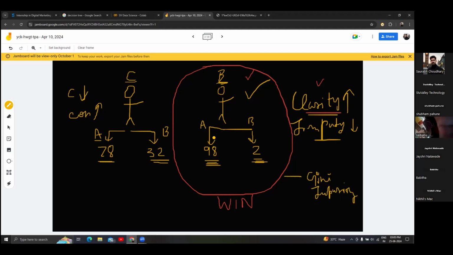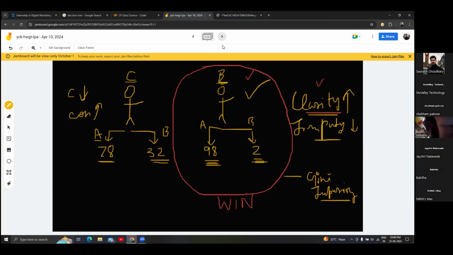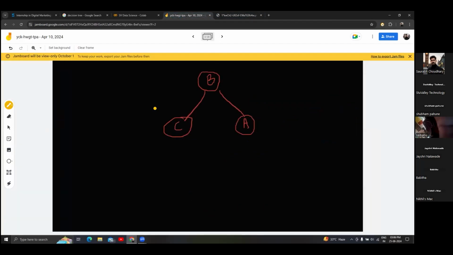When the confusion is very low, the impurity is low. Impurity means confusion, so it is used to find a confusion parameter. Whichever has less confusion, that node will be the root node on top, like this. Suppose you have three features. Party B wins, so that's why it's on top. C has some confusion, that's why it is an internal node.